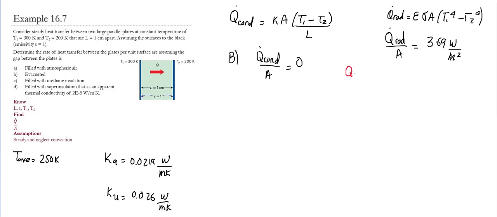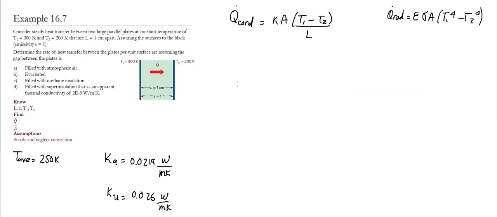And for part B, the total value is going to be equal to 369 watts per meter squared. For part C, the space between the plates is filled with urethane insulation, and we already have the value of the thermal conductivity, so we could find that for C.